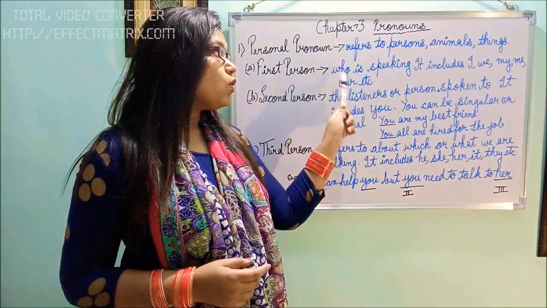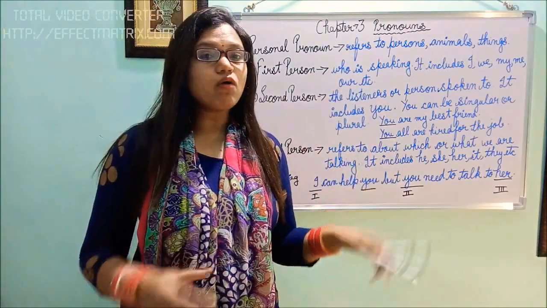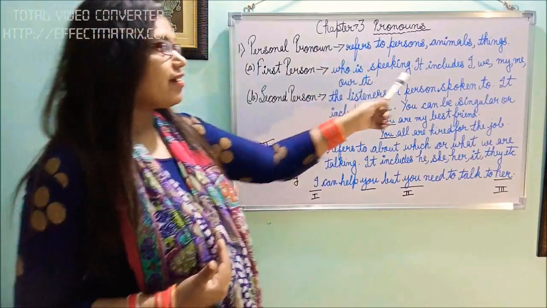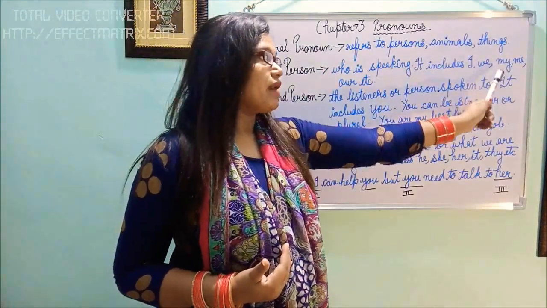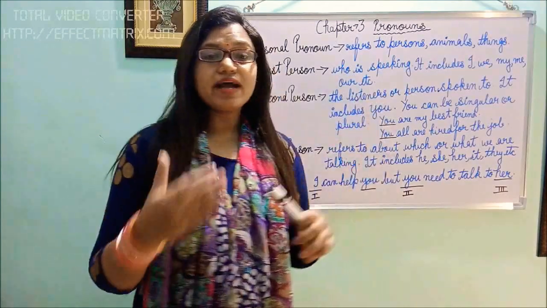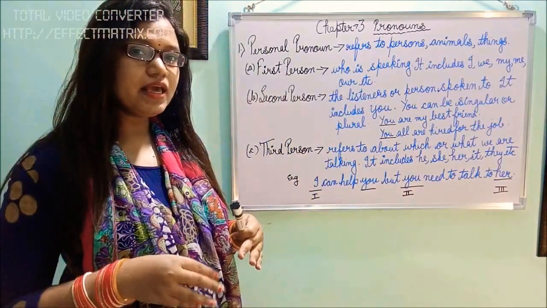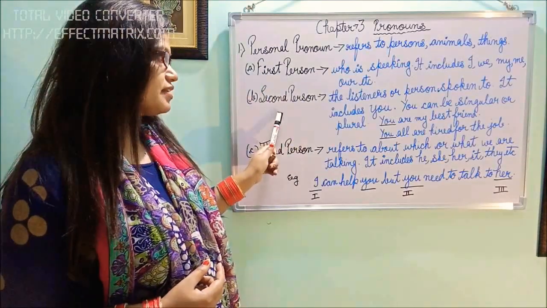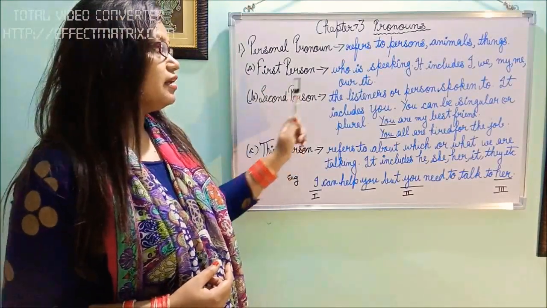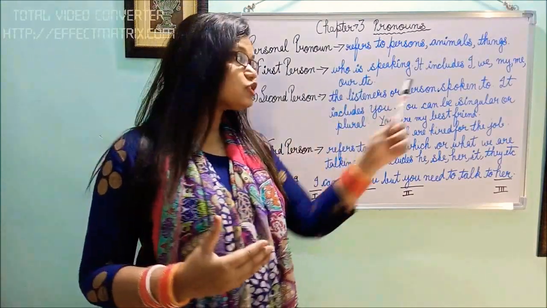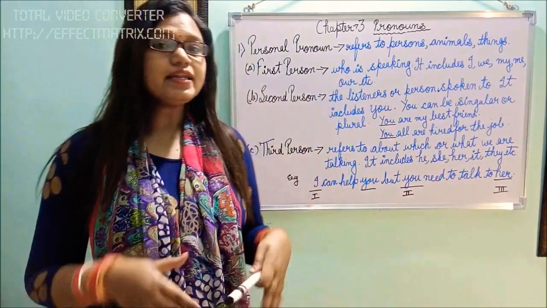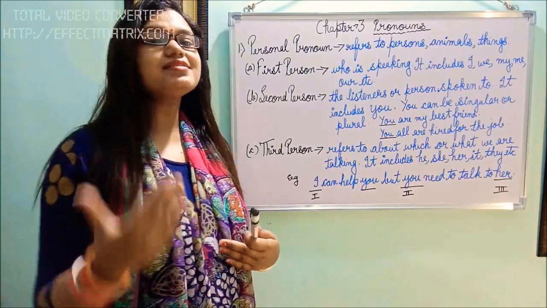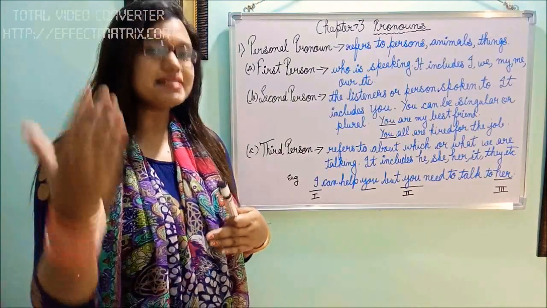Now, first of all, we will discuss the first person. First person is who is speaking. Right now, I am speaking, so I am the first person. So, it includes I, we, my, me, our, etc. That means the person who is speaking is known as the first person. Now, second persons are the listeners or the persons spoken to. That means right now I am speaking and I am speaking to you. So you are the second person who is listening, right?